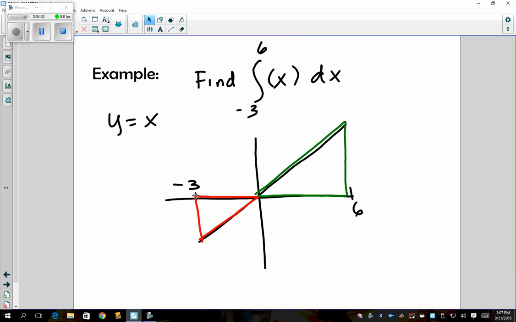I'm only given that it's from -3 to 6. So I know that this side of my triangle is 3, and this side of my triangle is 6. But what I need to know in order to find the area of a triangle is the height, because if we remember, area equals 1/2 base times height.